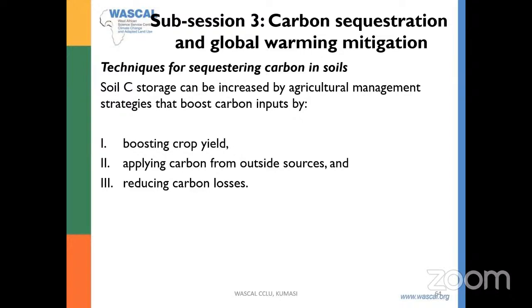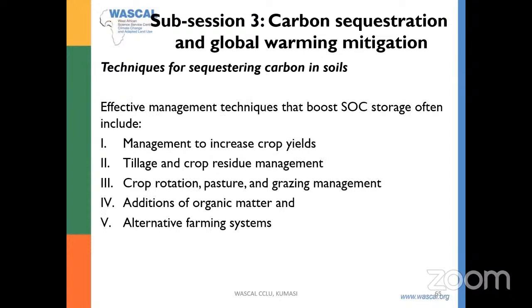The management practices are also a key factor. Besides the soil types and the climate, management practices are very important if we can maintain what we have in the soil or even improve it. So some of the techniques for sequestering carbon in the soil through effective management practices include management to increase crop yields, tillage and crop residual management, crop rotation, pasture and grazing management, and the addition of organic matter to the soil. Most of our farmers are now adopting that.